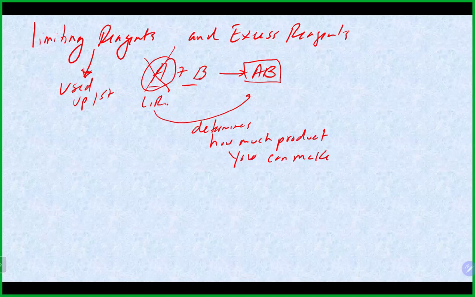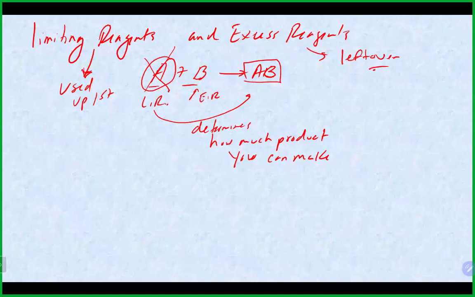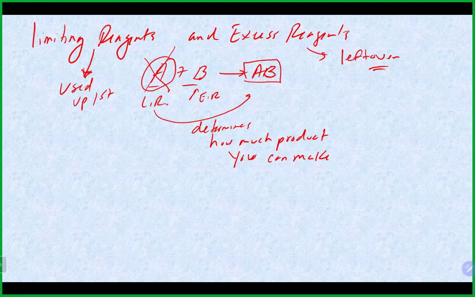Now, the other reagent is the excess reagent, and the excess reagent you have plenty of, and you'll even have some left over when the reaction is done. You do need to identify which one is the limiting reagent. It does need to be identified through some type of calculation. You can't just look at the moles and say, that one's the smaller one, so that's going to be a limiting reagent. You actually have to do a calculation to determine that.